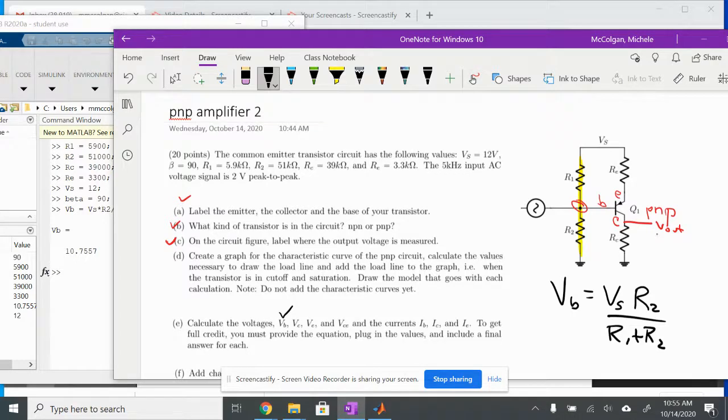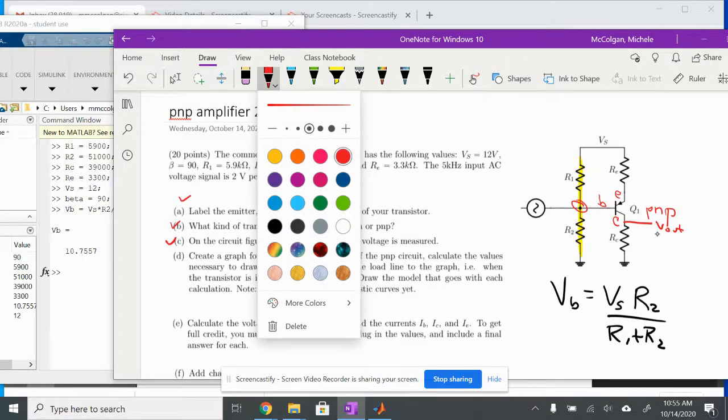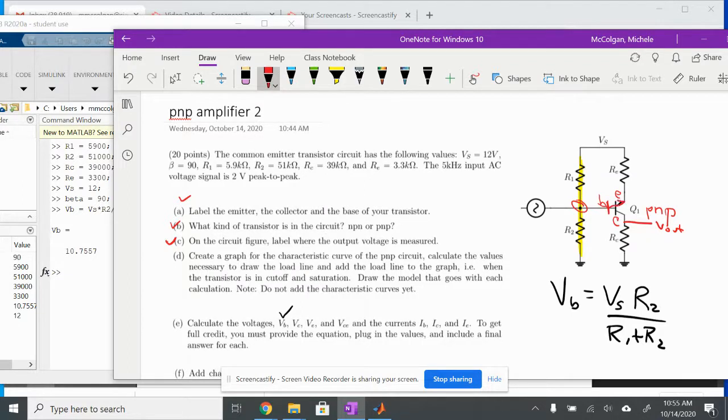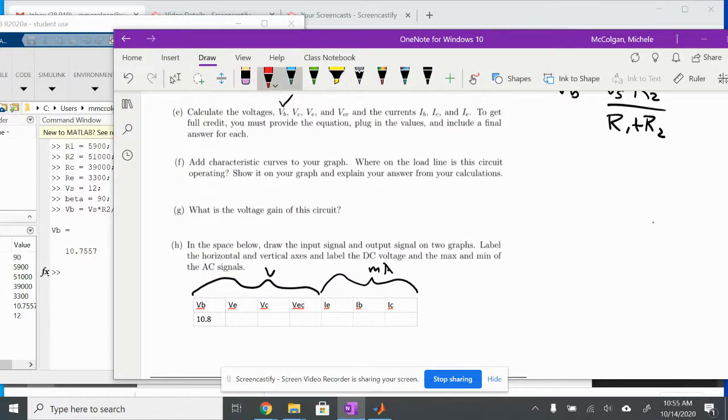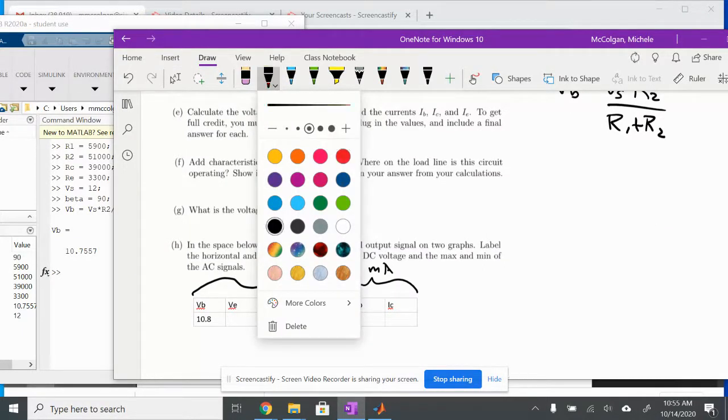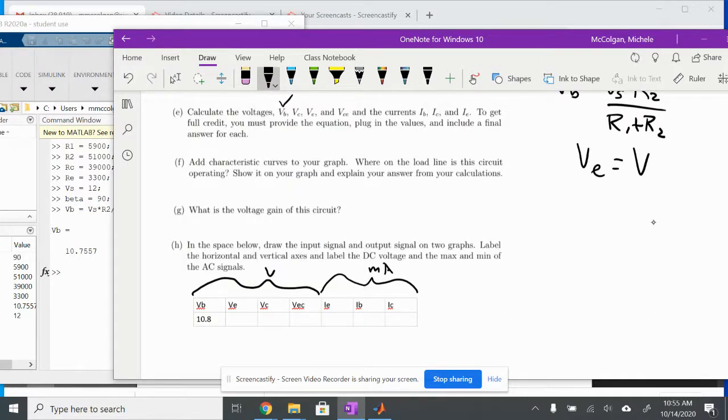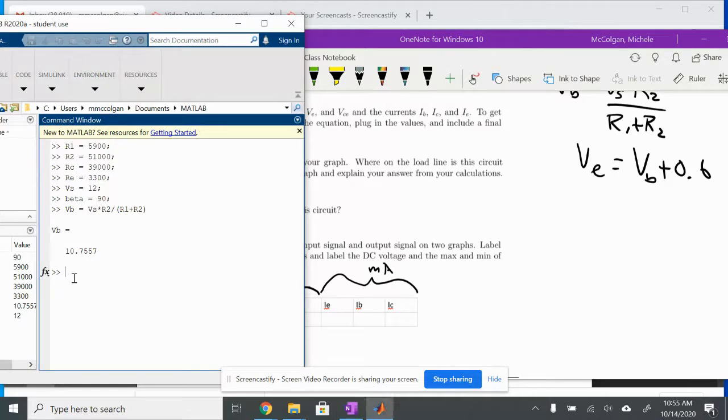For VE, we've calculated the VB here, and now we need to add 0.6 volts to get up to our emitter voltage. So VE is equal to VB plus 0.6, and I know that that's going to be 11.4. I'm just going to do this also in Matlab so we'll have all of our values we need to calculate IE. So VB plus 0.6, 11.4.